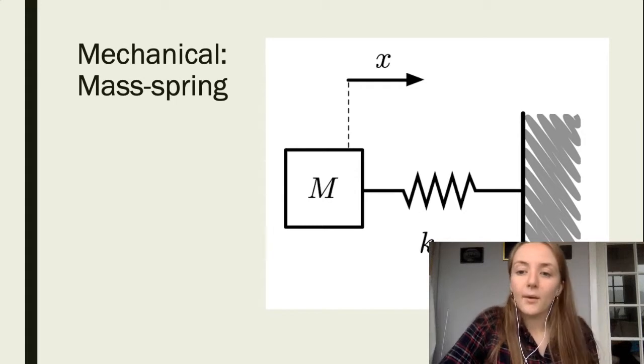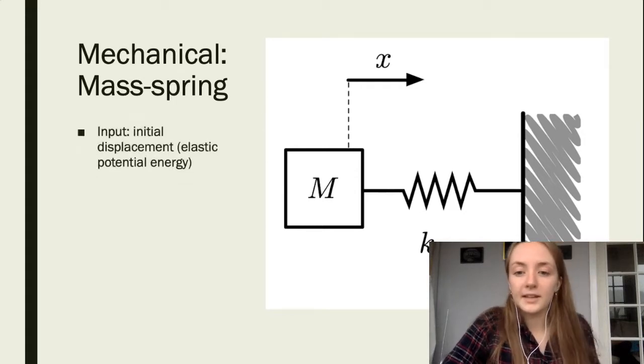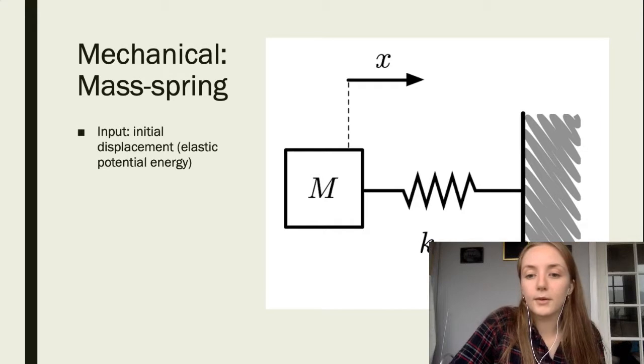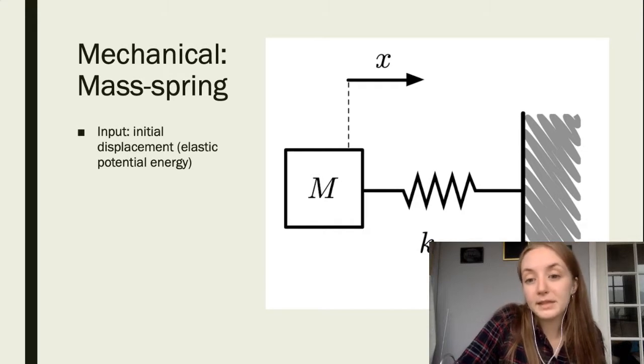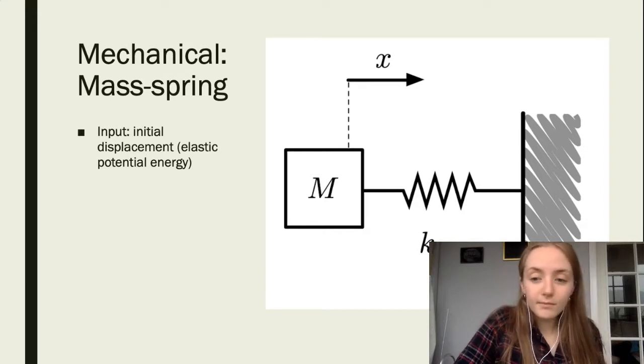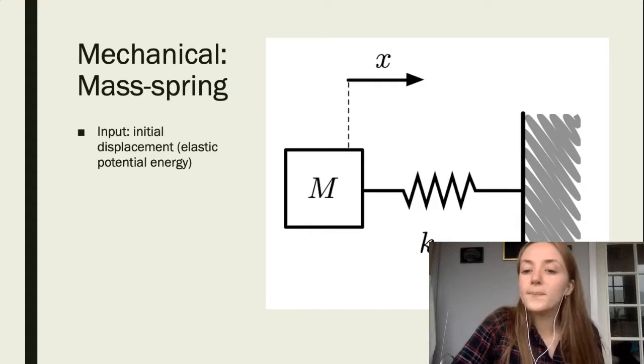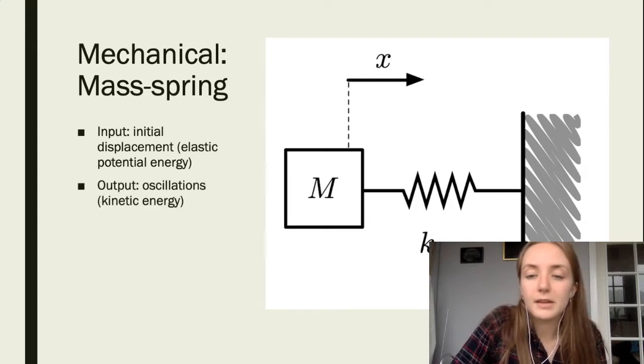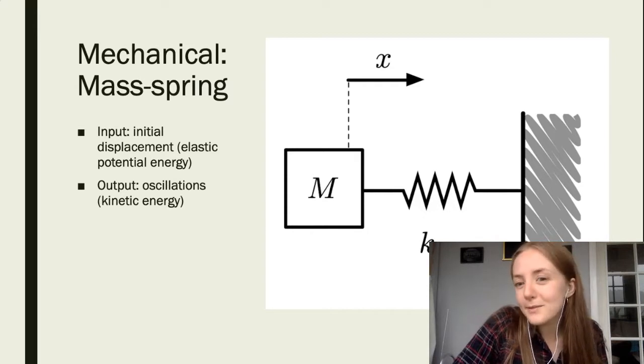So our input is provided by an initial displacement. This in turn causes the system, or more specifically the spring, to possess some elastic potential energy. This energy is then dispersed through the system, and we're left with an oscillating output. So I suppose your challenge right now is: is this a closed system or an open system?